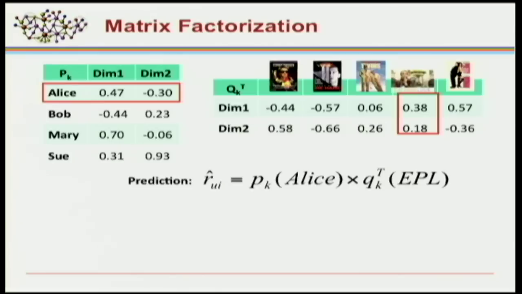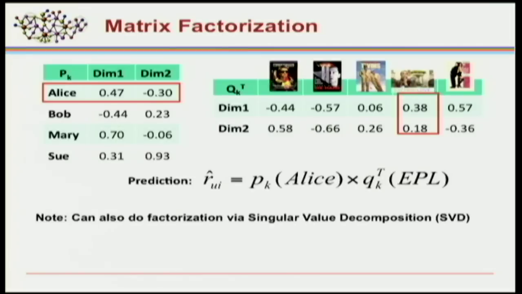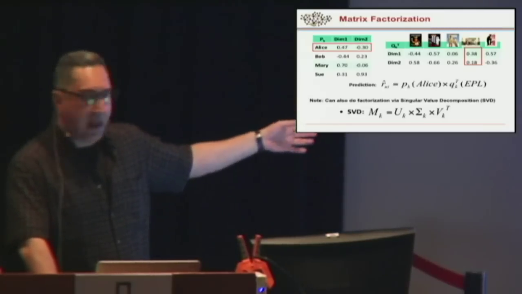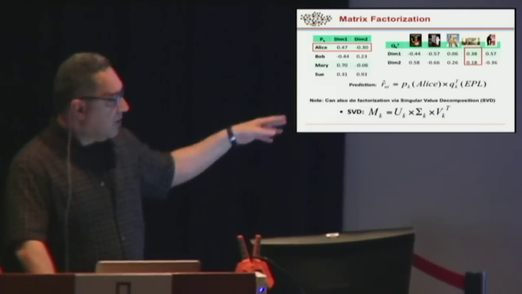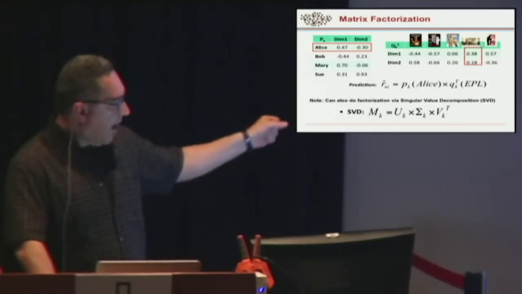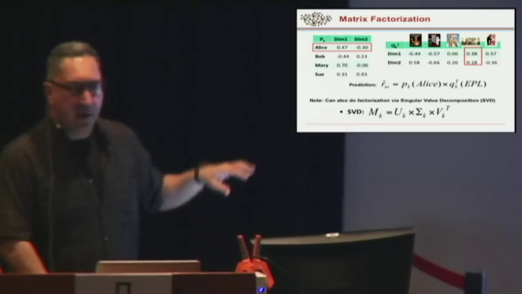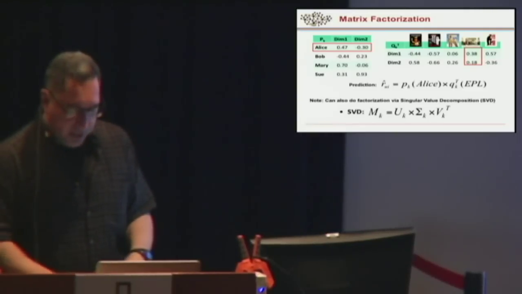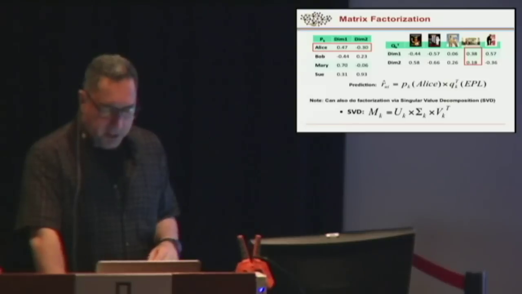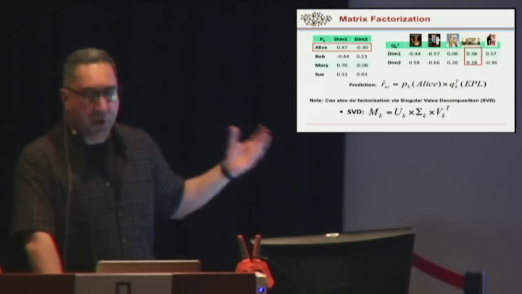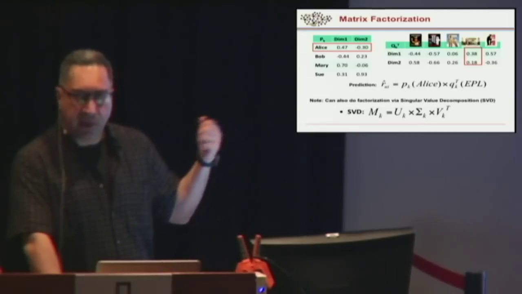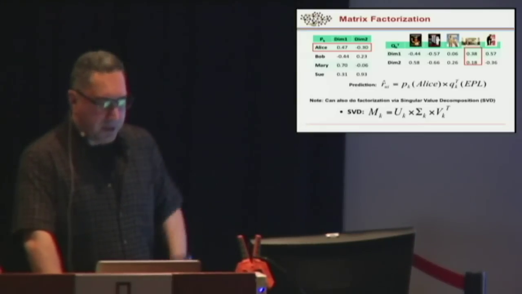By the way, another way to do this kind of factorization is just to do standard singular value decomposition, which probably most people are familiar with. Lots of packages exist for doing that, where you essentially factorize this matrix M into U, sigma, and V, where sigma is the symmetric matrix of singular values in the middle. But the U and V are then what's used as the basis for generating the predictions.